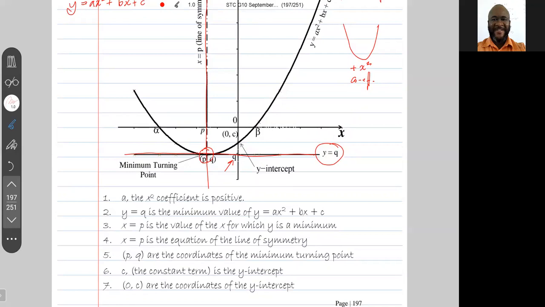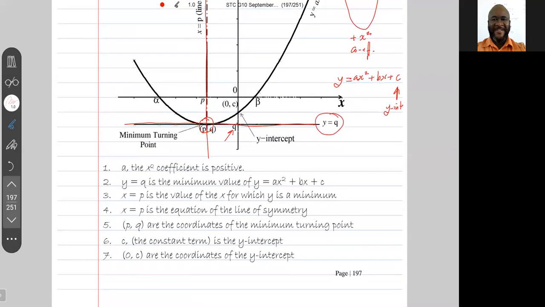Guys, the c in the equation y is equal to ax squared plus bx plus c is the y-intercept. Just like from y is equal to mx plus c, the same thing here. c, the constant term in the equation, is the y-intercept. And because the y-intercept is on the y-axis, 0, c are the coordinates of the y-intercept.